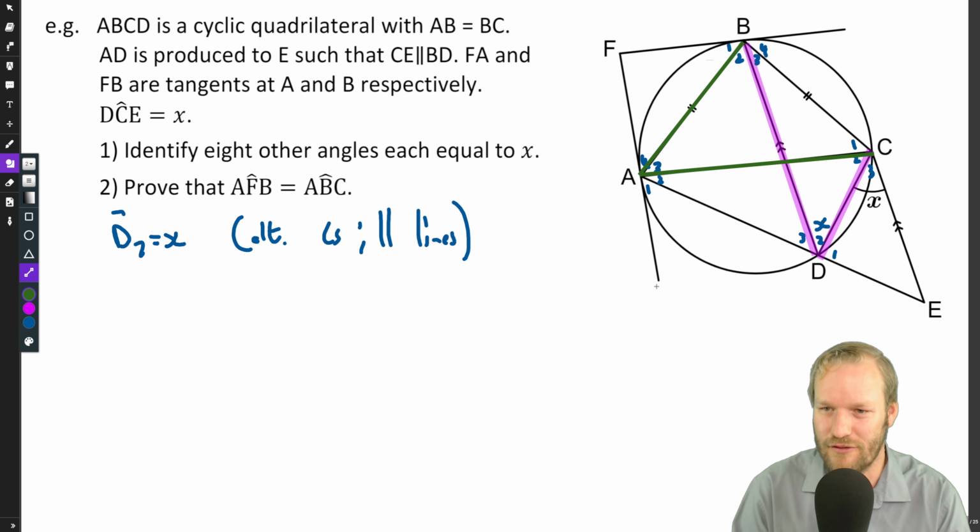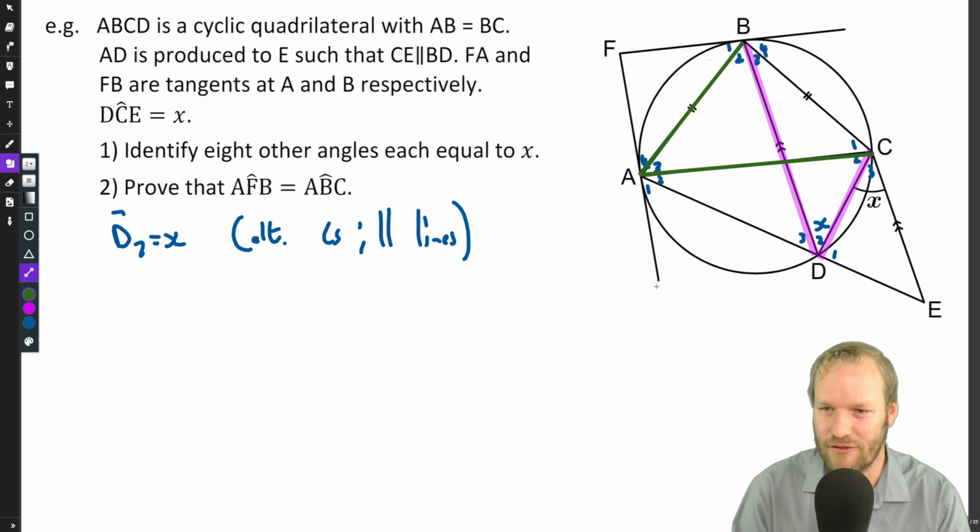Now, just one point, because sometimes it comes up. Sometimes I've seen somebody write converse tan chord because they're saying, oh, it's almost like we're using tan chord in reverse. No, tan chord just says that those two angles are equal. If you wrote converse tan chord, that's to prove that a line is a tangent. So it's still tan chord, even though it might feel like you're using it backwards. Okay, so that angle there is x.